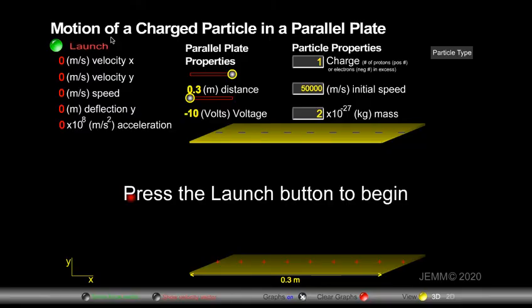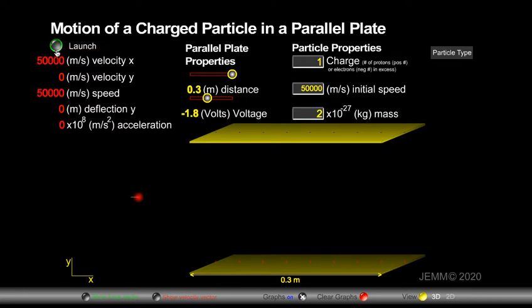So let's see how voltage affects the deflection. We're going to go back to a charge of 1, and we'll start off with a small voltage of negative 1.8 volts. Negative plate here, positive plate there. Let's launch and see what happens. The deflection is slight. Turn on the force vector again and the velocity vector.